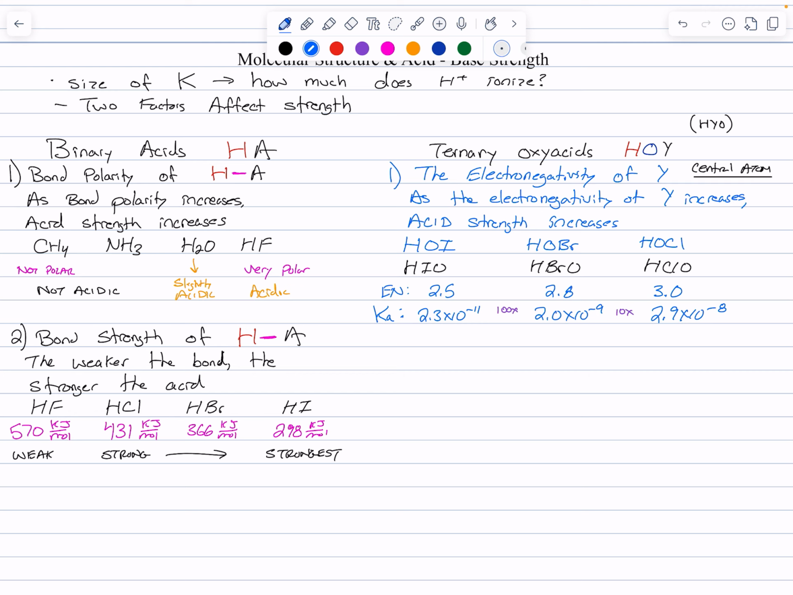Now, the second factor, right, would be the number of oxygens bonded to the central atom. Now, let's give it space. This leads us to the oxidation state.